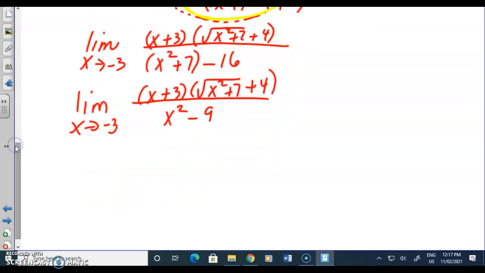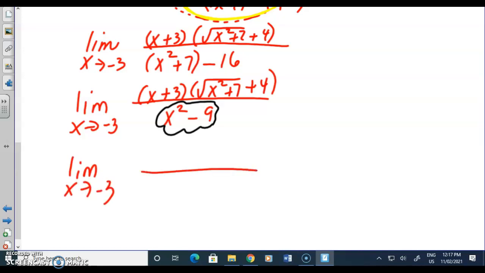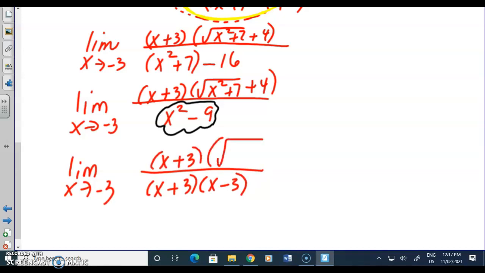Now that's great because if you remember, x squared minus 9 is a difference of squares. So you write out your limit. Difference of squares, perfect. x plus 3, x minus 3. This is great because our factor up top is the same as our factor in the denominator. I leave everything else alone, and now it's perfect because they cancel.